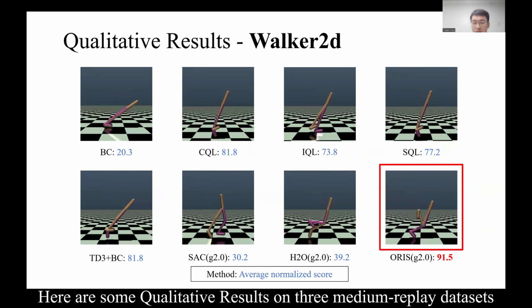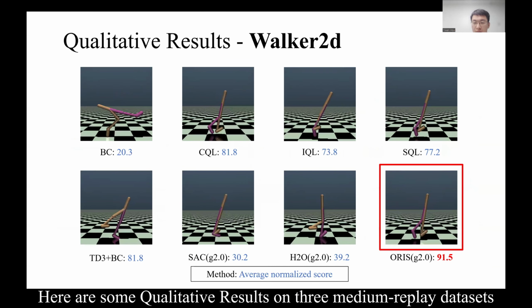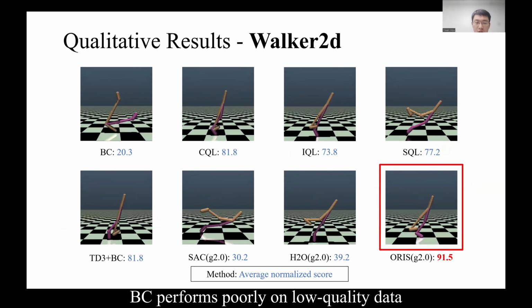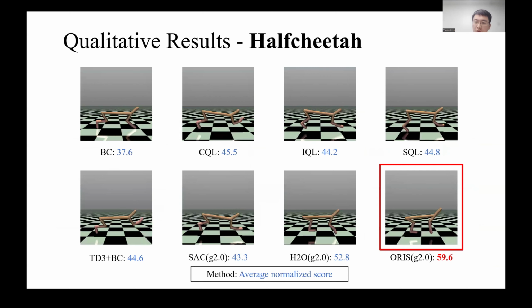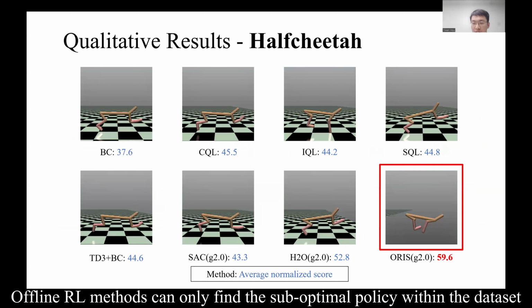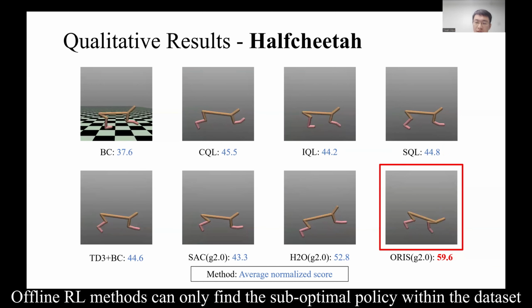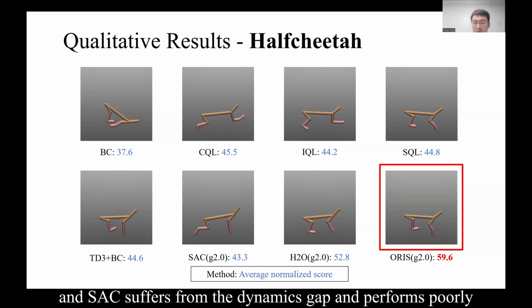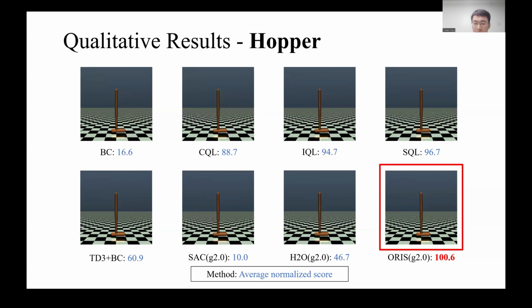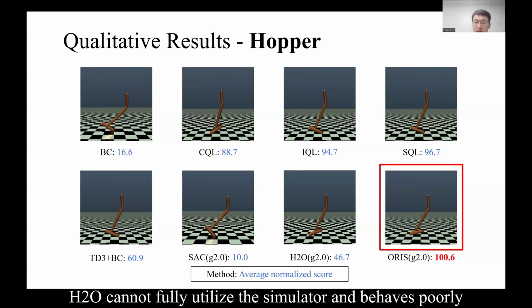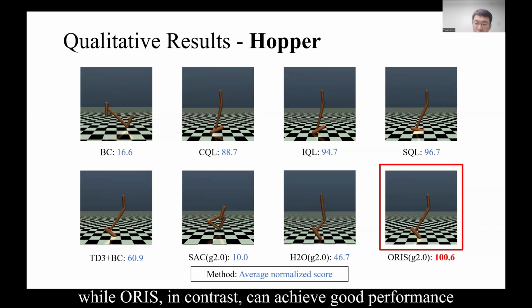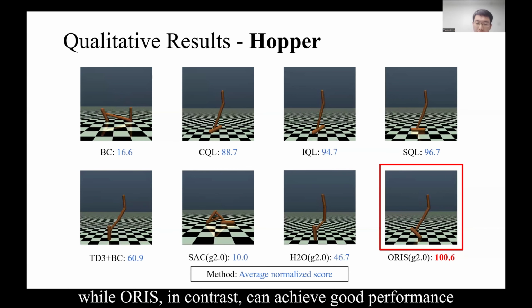Here are some qualitative results on 3 medium replay datasets. BC performs poorly on low-quality data. Offline RL methods can only find the suboptimal policy within the dataset, and SAC suffers from the dynamics gap and performs poorly. H2O cannot fully utilize the simulator and behaves poorly, while our method, in contrast, can achieve good performance.